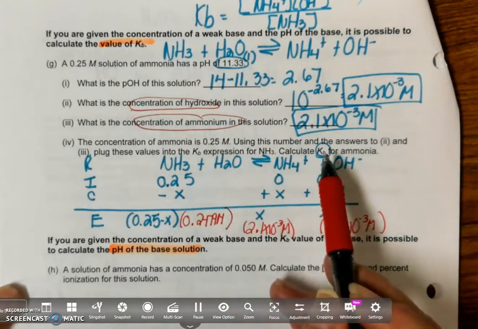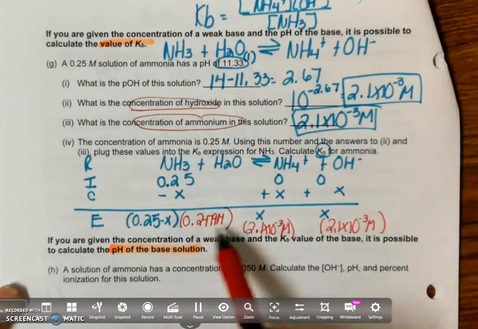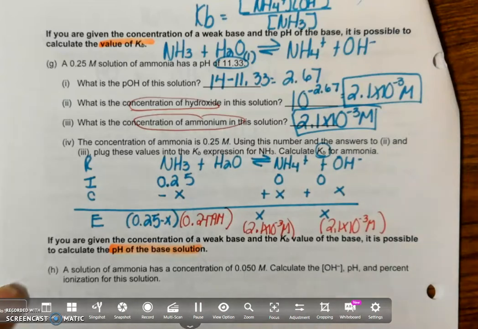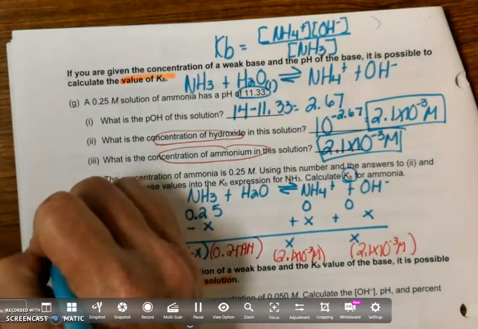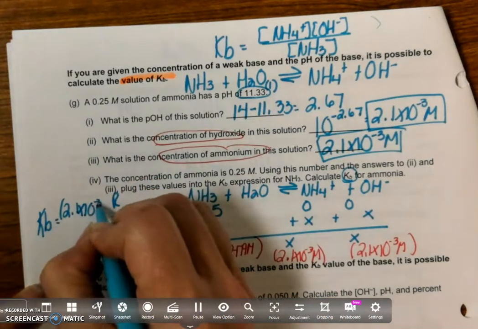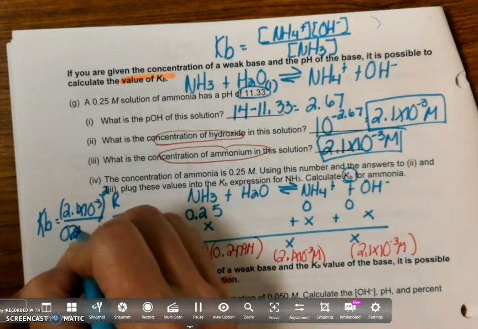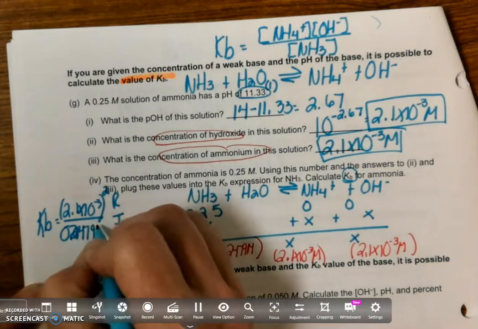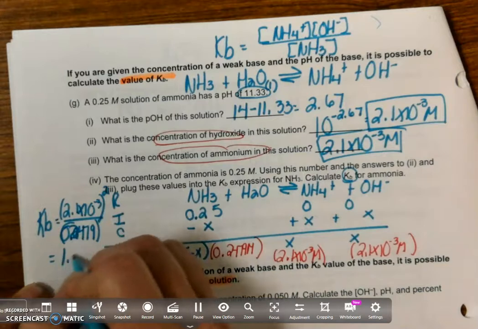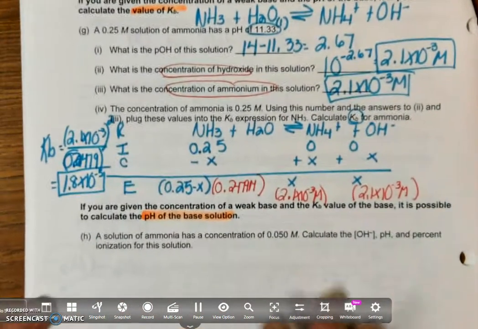Now notice something here. I don't know what my Kb is, so I can't determine whether I can or can't ignore this because I don't know what this is. So I'm just plugging it in. When I do that, Kb is equal to 2.1 times 10 to the minus 3 squared divided by 0.2479, and that equals 1.8 times 10 to the minus 5. That is the Kb that I calculate, right? So we're doing this faster and faster. Okay.